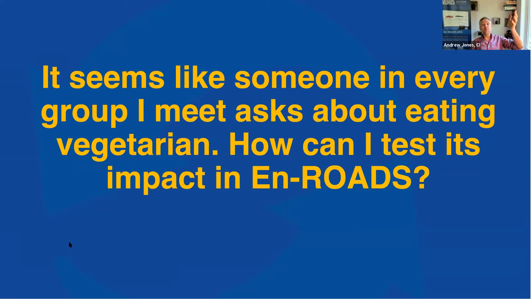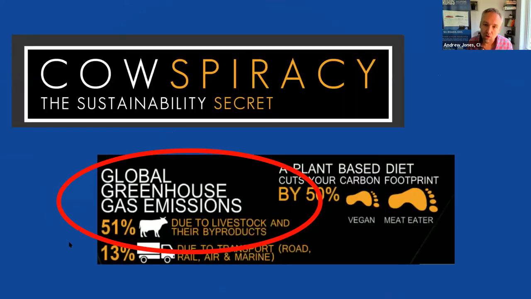here's a situation we run into all the time. Seems like someone in every group that I meet asks about eating vegetarian. How do I test that impact? There's no slider that says eating vegetarian. And this is all over. You may have read or heard Cowspiracy, the secret to sustainability. And I saw this number on their website. Greenhouse gas emissions, 51% due to livestock. 51% of emissions. Well, seems like it's half the solution, right?